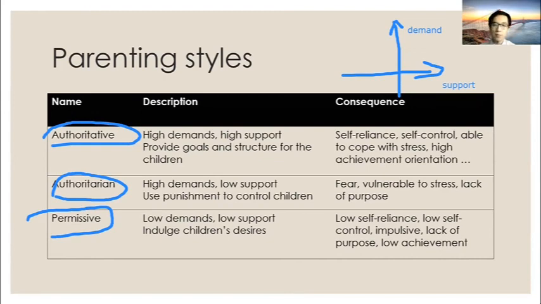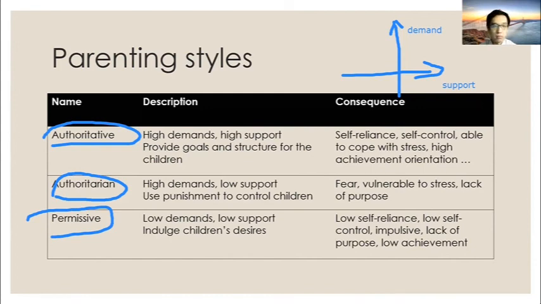They do not have a lot of purposes. They are not really oriented to have high achievements. So their achievement orientation is really low. So basically they are impulsive and want to satisfy their impulse, satisfy their own desires. They do not control themselves. They do not want to really have some kind of achievements or realize some kind of goals.